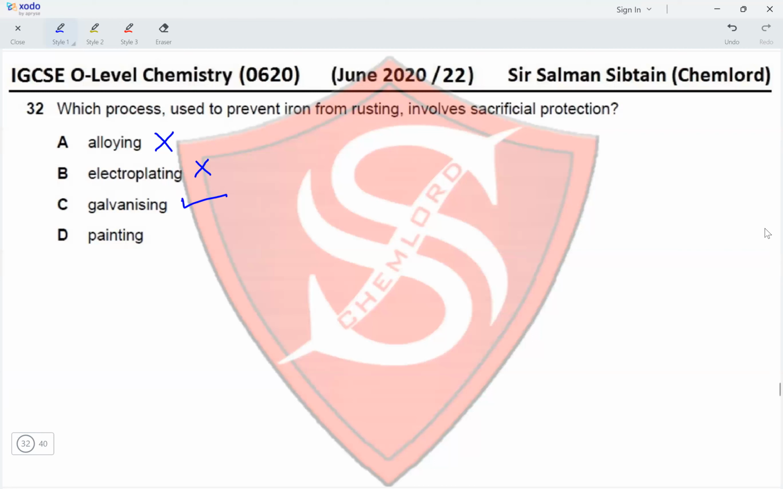So this is correct. And painting, painting is used to prevent iron from rusting but does not involve sacrificial protection, just like electroplating. So this is incorrect. Therefore, option C is the correct option for this question.